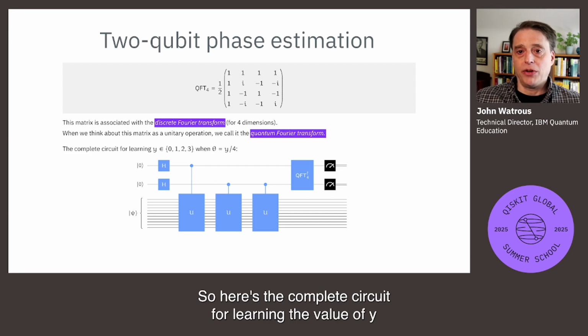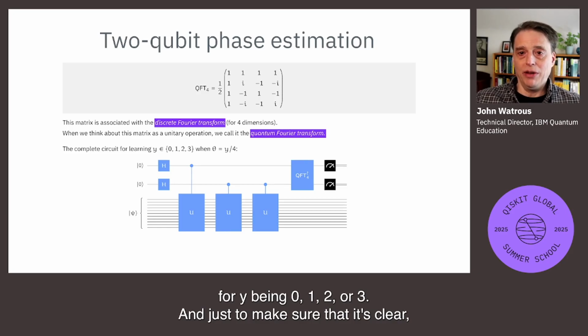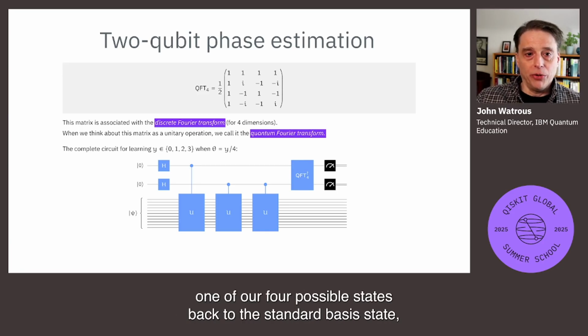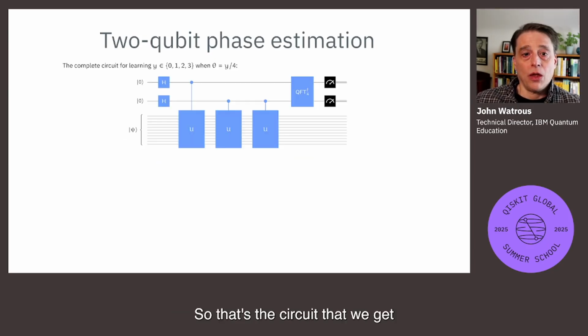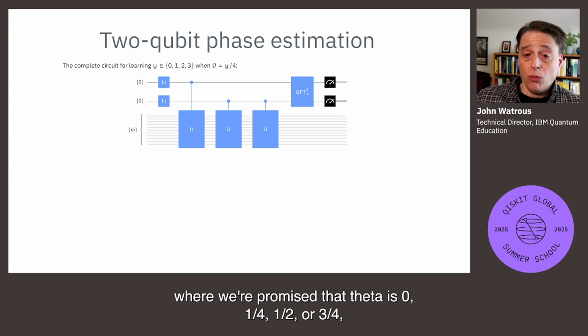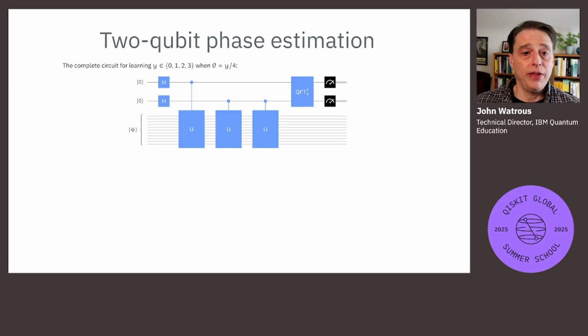So here's the complete circuit for learning the value of y when we're promised that theta is equal to y/4 for y being 0, 1, 2, or 3. And just to make sure that it's clear, we're applying the inverse of the quantum Fourier transform, or in other words, QFT4 dagger, to map one of our 4 possible states back to the standard basis state ket y, so that we can recover y by measuring in the standard basis. So that's the circuit that we get from thinking about a promised version of the phase estimation problem, where we're promised that theta is 0, 1/4, 1/2, or 3/4, but there's nothing that prevents us from running this circuit for an arbitrary value of theta.